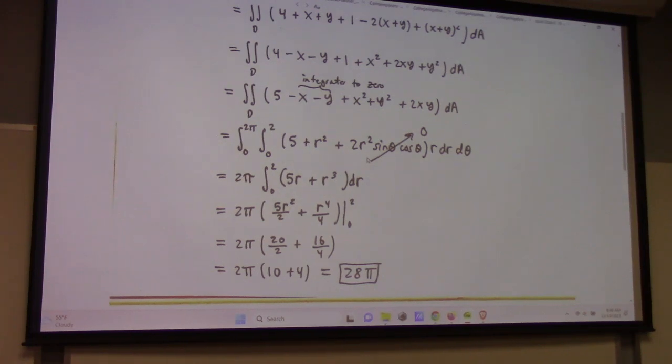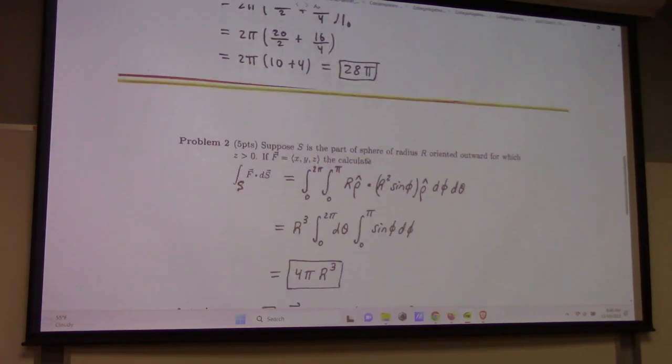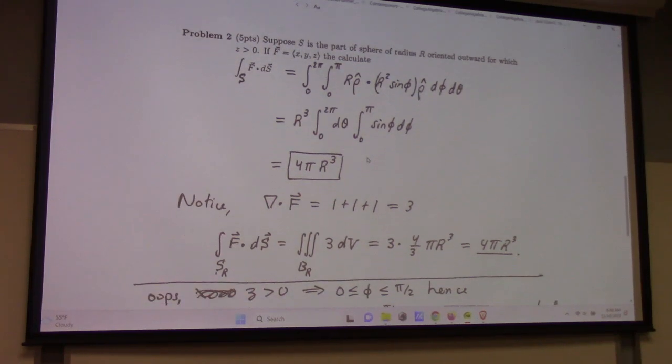Now, problem 2, I did wrong. But I liked the solution so much I left it. See, because I just assumed, first of all, I forgot to change that to an S. My bad. Sorry about that.